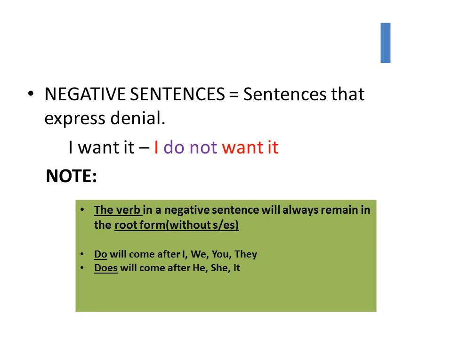So this is the most important point that you have to keep in mind while discussing negative sentences constructed using simple present tense. The next major point is do will come after I, we, they. If the subject in a negative sentence is I, we or they, do will follow it. I do not want it. And if the subject is he, she or it, does will come after it. He does not want it. So if the subject is he, she or it, what follows the subject is does. And if the subject is I, we or they, what follows the subject is do.